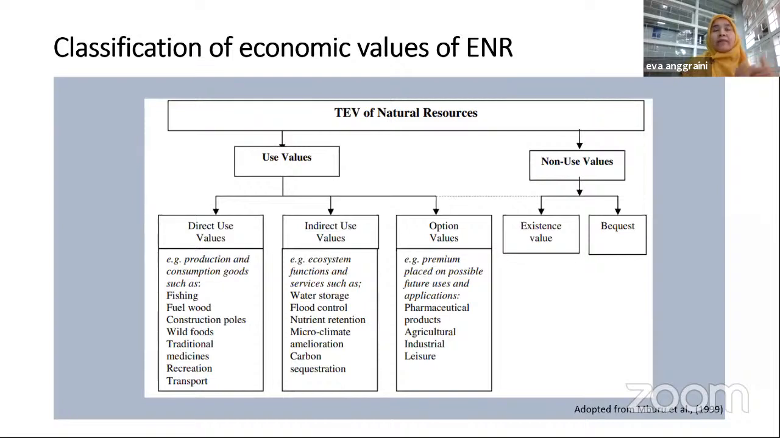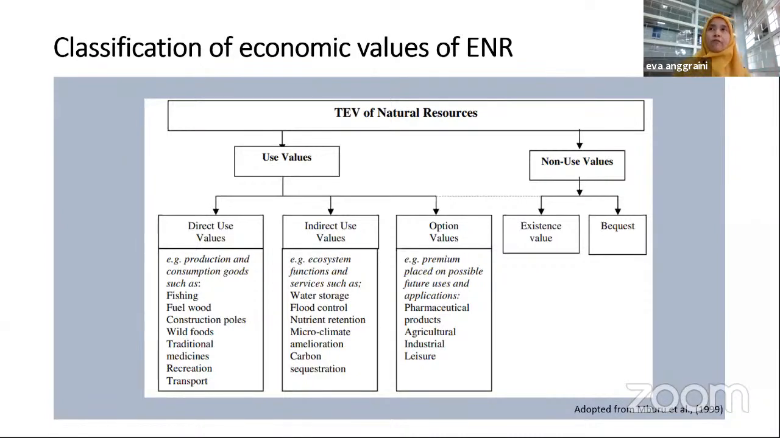But direct use value also includes intangible things, for example recreation. We have activities where we gain utility from relaxing, and this gives us benefit and reflects the value of the site that we visited. Another intangible one is transport. For example, the marine environment provides fish and many things, but it also functions as a means of transportation. This is an intangible benefit, but it has value, so we classify it as a direct use value.